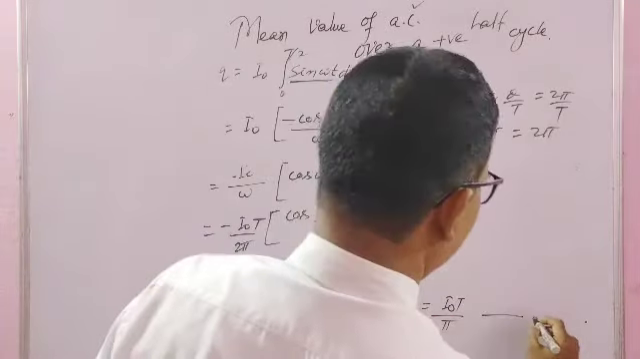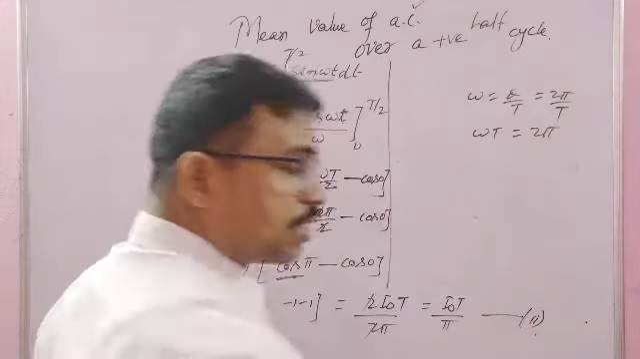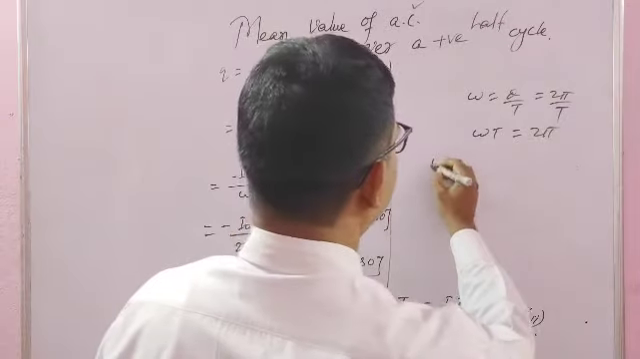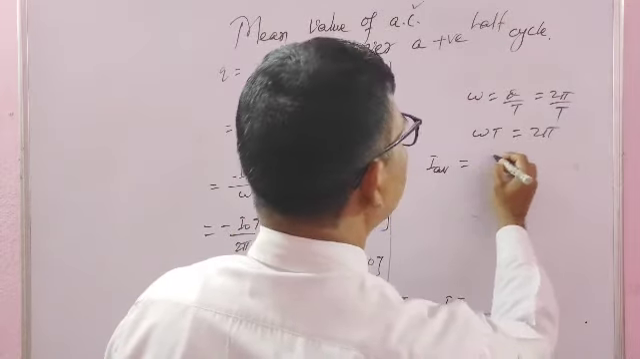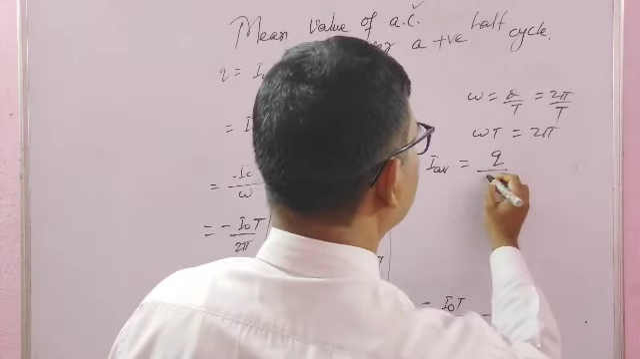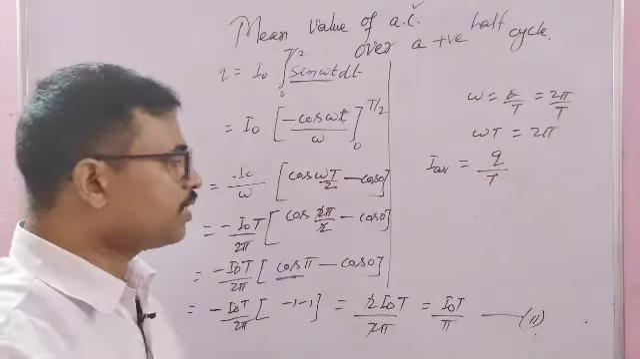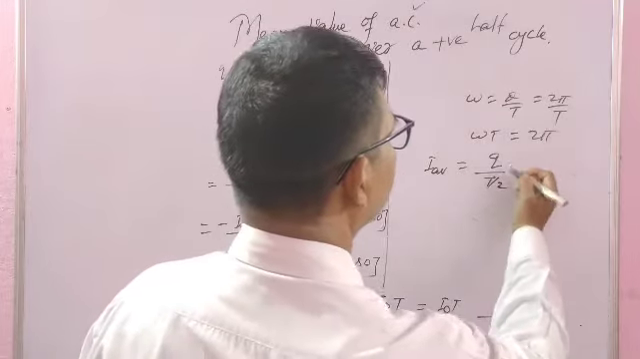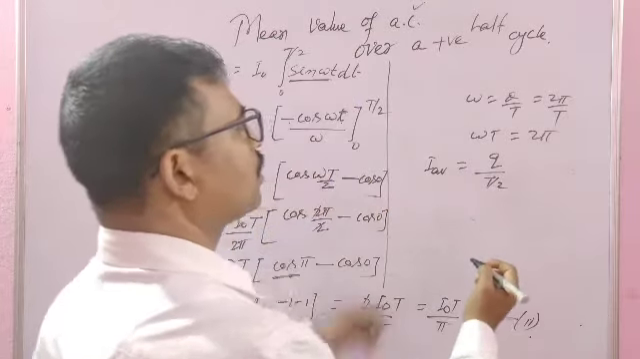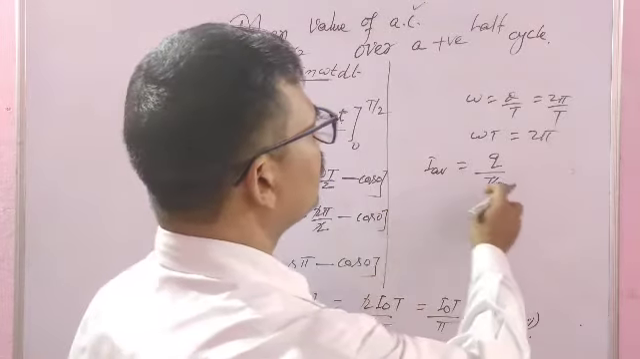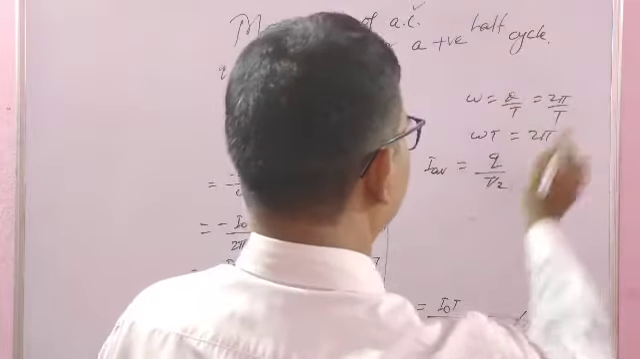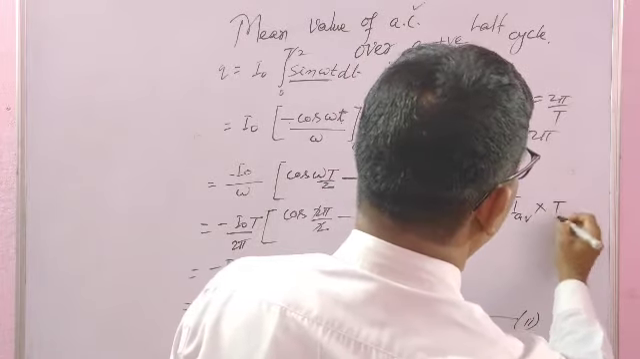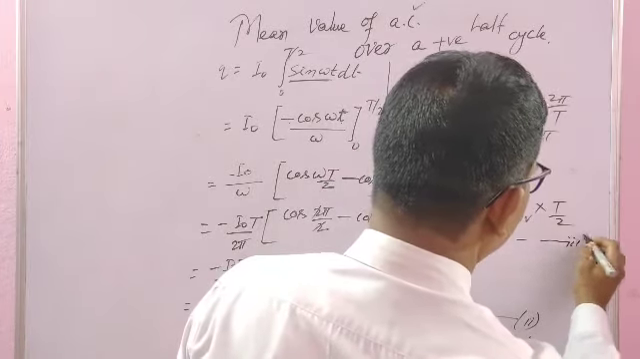So it is the equation, another equation. But I average is the mean value of AC, so what will I write? I average is equal to Q by T. T is how much for half cycle? T by 2. So I average is equal to Q by T by 2, when I average is the mean value of AC over a positive half cycle. So Q is equal to I average into T by 2. You give it equation 3.